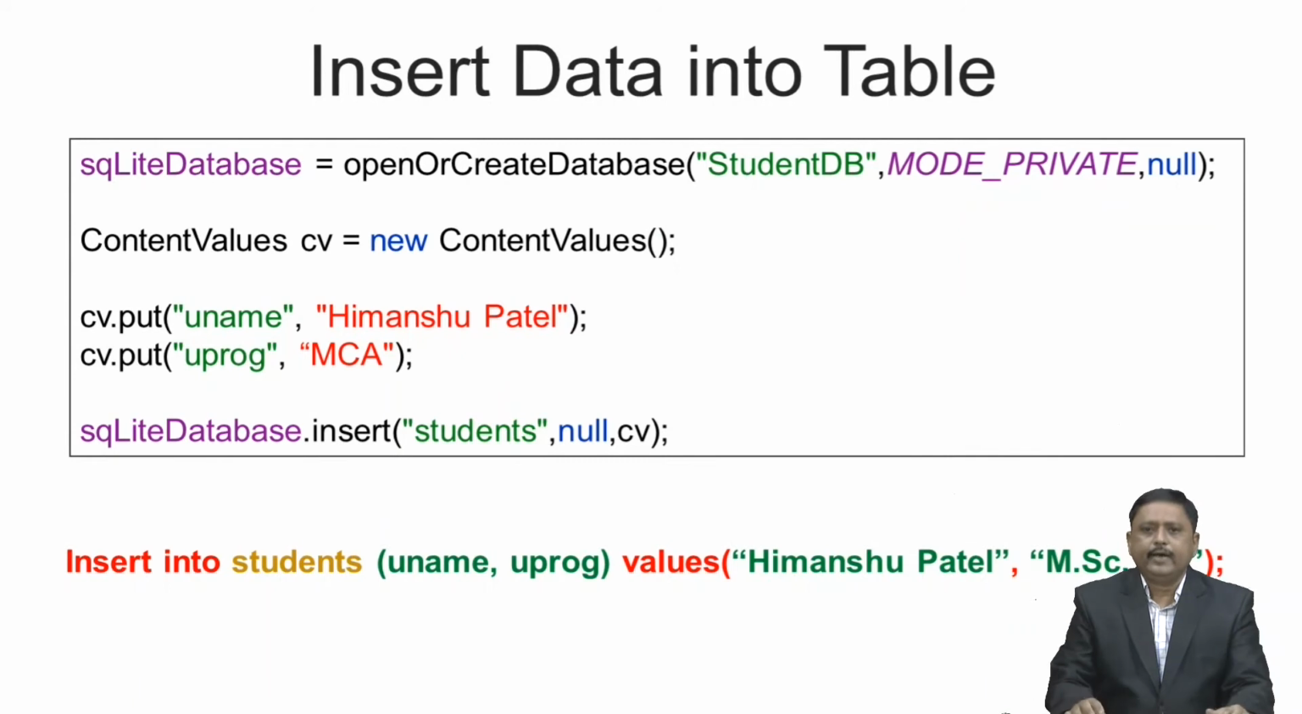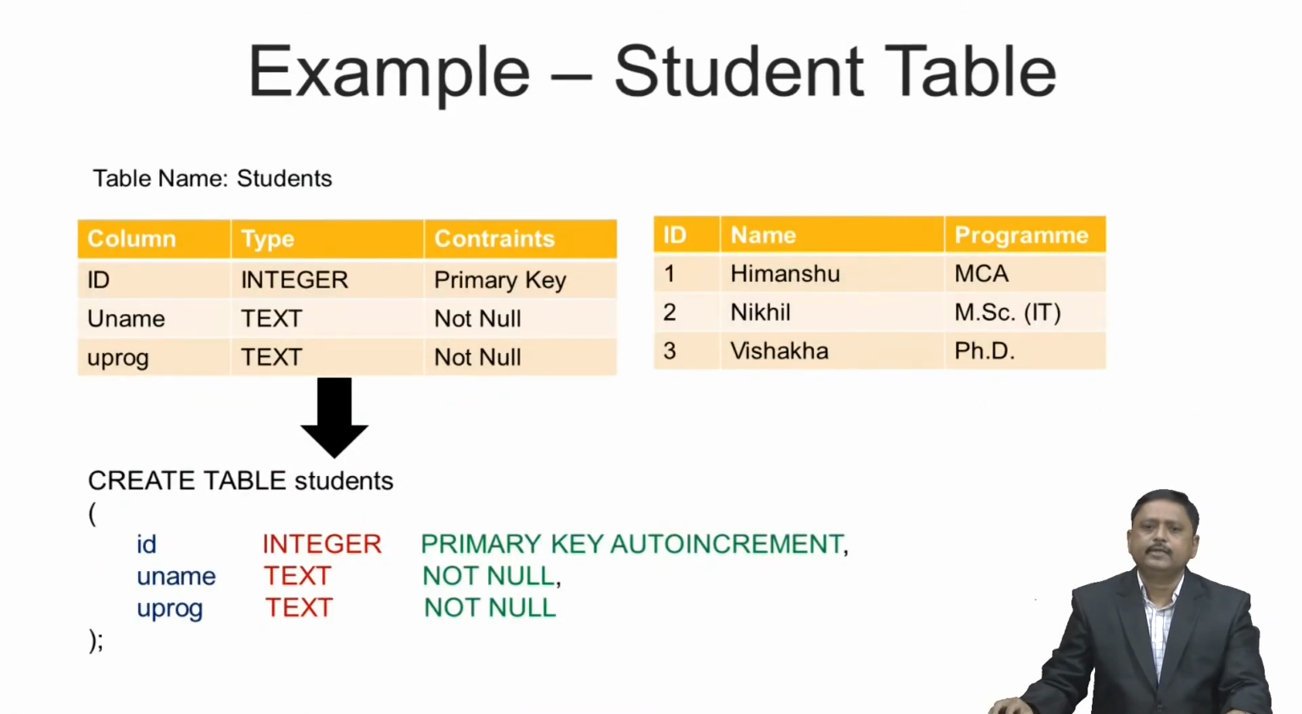How to insert data into a table? If we go to the physical table, here you can see I want to insert 1, Himanshu and MCA inside the students table. So, how to do that?